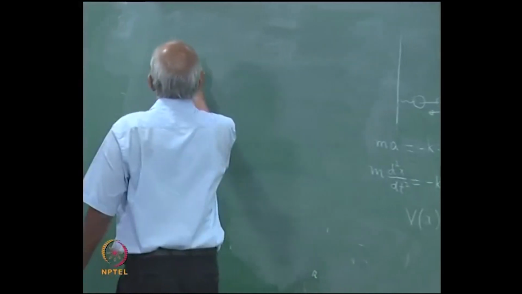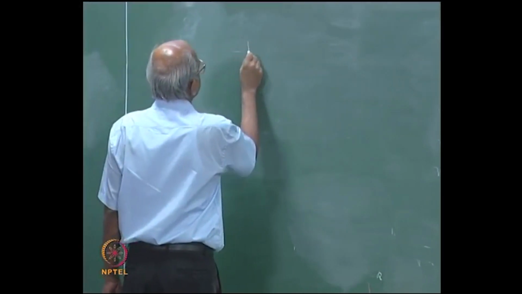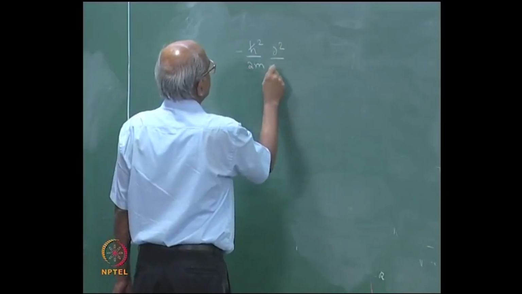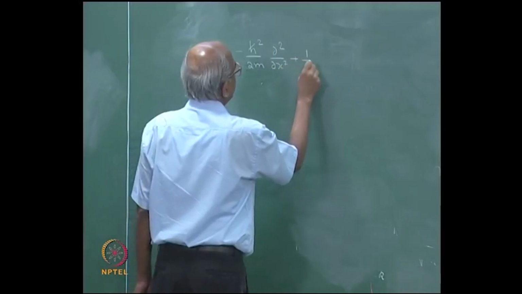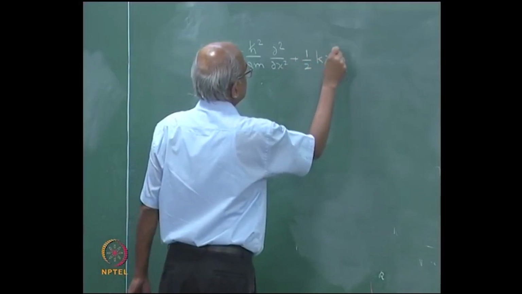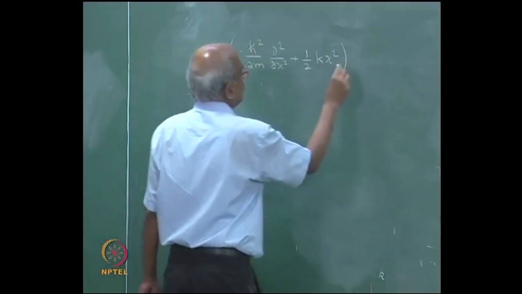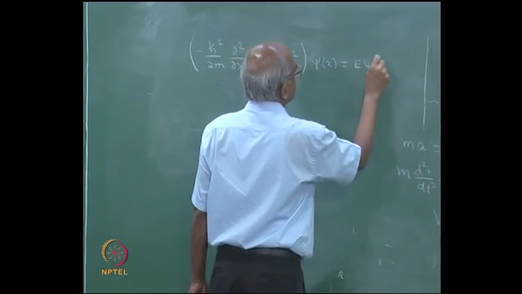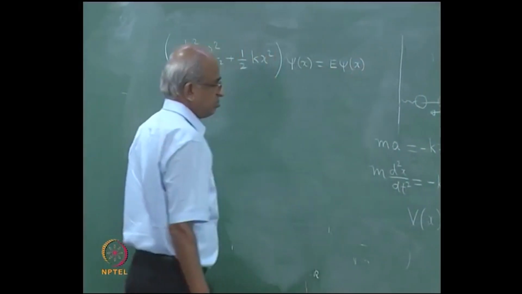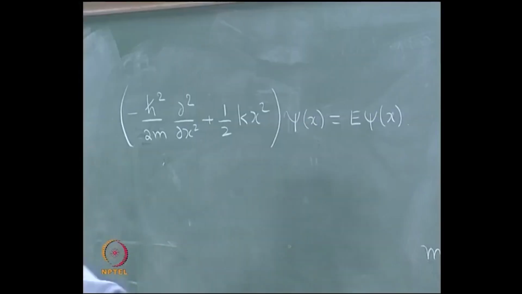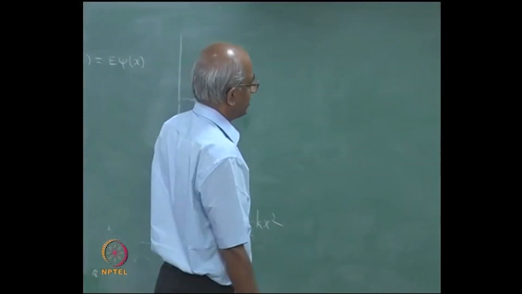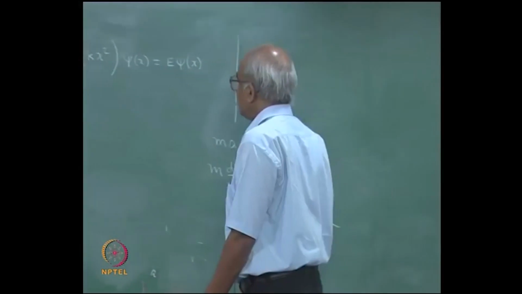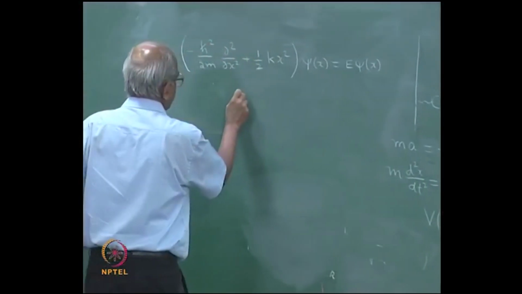So we will worry about the Schrodinger equation for the system. What is the Schrodinger equation? The Schrodinger equation is minus h cross square by 2m dou square upon dou x square plus half k x square. Remember, that is the potential energy of the system, operating upon psi of x, must be equal to E times psi of x. Now this potential energy, I would like to represent it in a figure. So how will it look like?